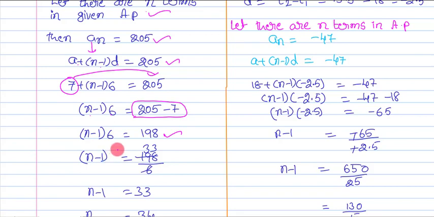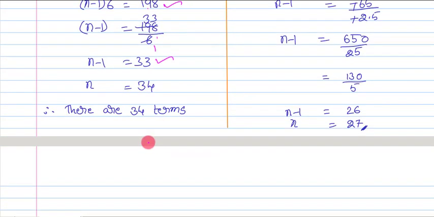Then n minus 1 is equal to 198 by 6. On simplification, you will get n minus 1 is equal to 33. So from this, n is equal to 33 plus 1, which is 34. That means there are 34 terms in this AP.